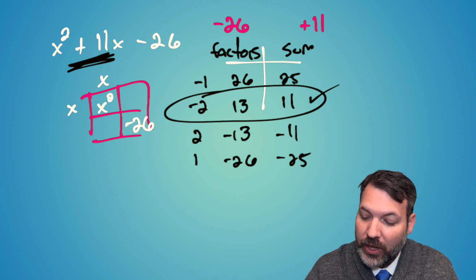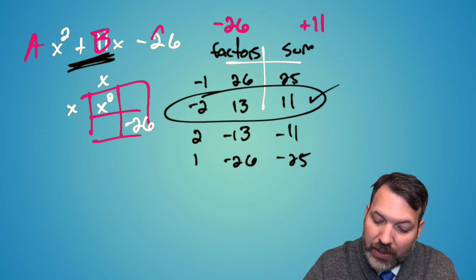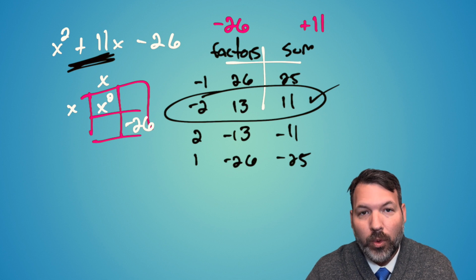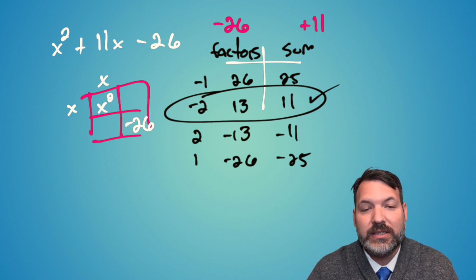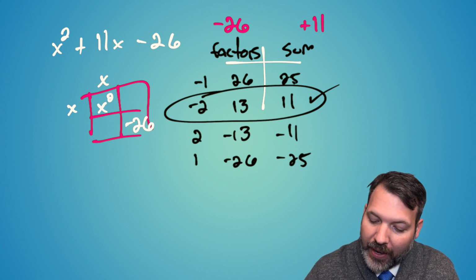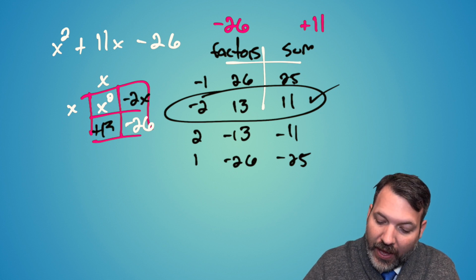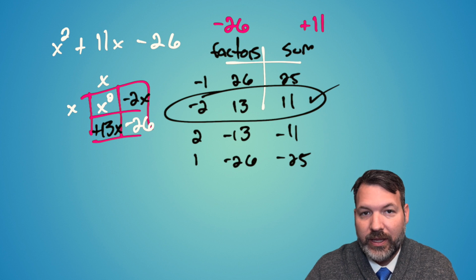Remember, this is in general ax squared plus bx plus c. You can tell here that for this trinomial, a is 1, b is positive 11, and c is negative 26. Going back to the box, we have figured out the two factors, so it must be a minus 2x and a plus 13x that fill in the other two boxes.